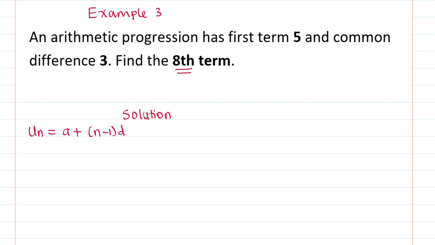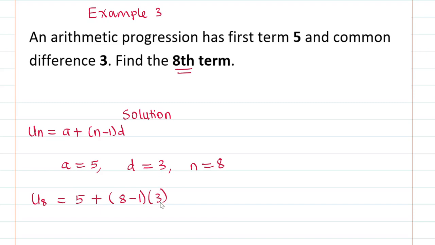If you look at our question, we have our first term a as 5, and our common difference d, we are given 3, and we should find the 8th term. So since we are finding the 8th term, we are looking at the term in position 8. So our n is 8. And therefore, our 8th term, u8, becomes the first term, 5, plus (8 minus 1) times the common difference that we are given as 3.